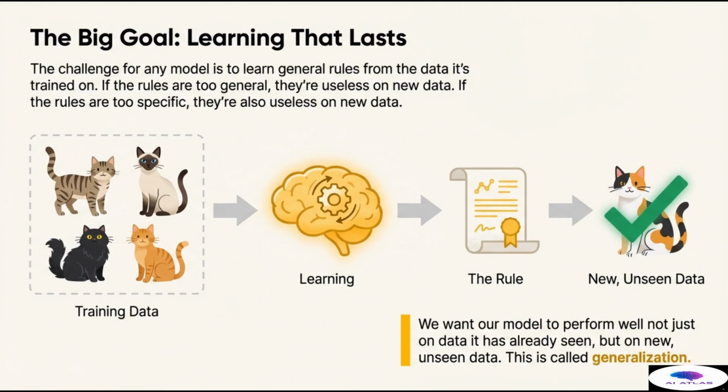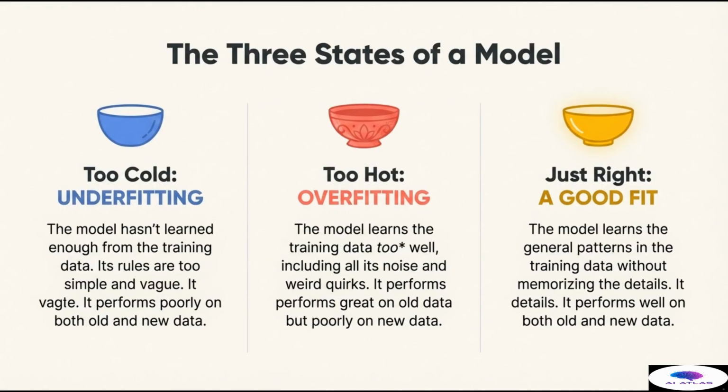The real test of success comes when we apply the rule to new, unseen data. The checkmark on the new cat indicates successful identification. The performance on this unseen data is what defines generalization. Generalization is the core objective of machine learning, building a model that performs well not just on the data it has already seen, but consistently and reliably on new, novel inputs in the real world. A model that generalizes is a model that lasts. To understand how models behave, we categorize their performance into these 3 distinct states.